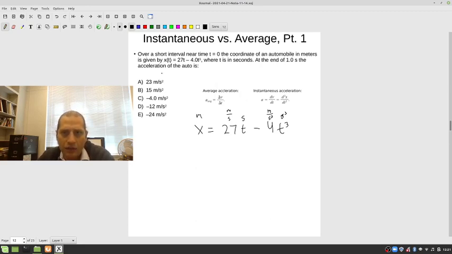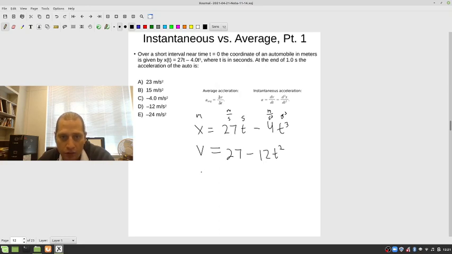It says, at the end of 1 second, the acceleration of the auto is. Okay, well, we know that the acceleration is simply found by taking the second derivative of the position. So the first derivative of the position tells us how x is changing. That's my velocity. So there's 27 minus 12t squared.